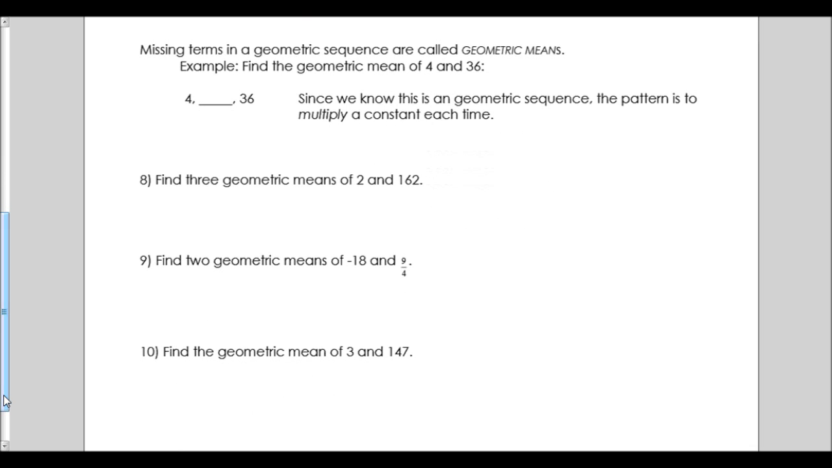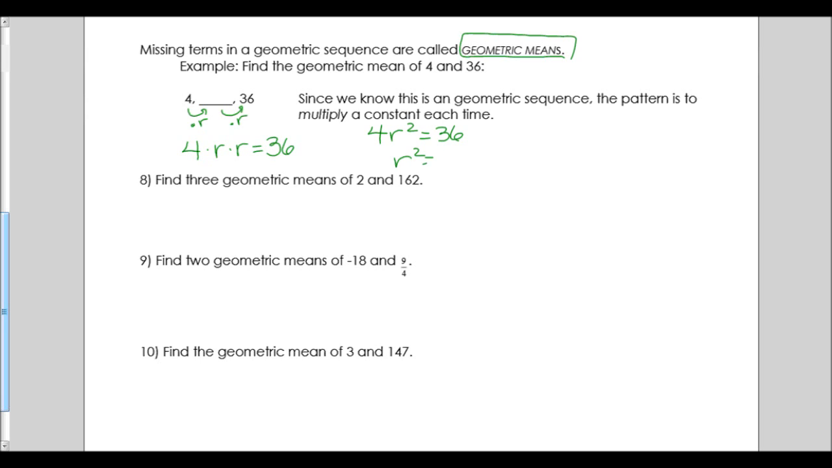If we scroll down to geometric means, the missing terms in a geometric sequence are called geometric means. So we have the same type of thing going on. To find the geometric mean of 4 and 36, that means if I take 4 and multiply it times my common ratio, I'll get the mean, and then I multiply it times the common ratio again to get 36. So 4 times r times r has to equal 36. We'd normally write that as 4r squared equals 36.